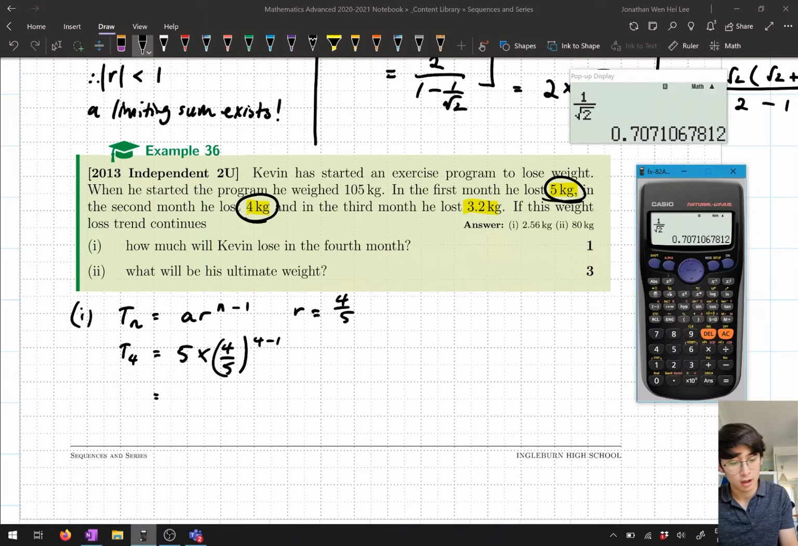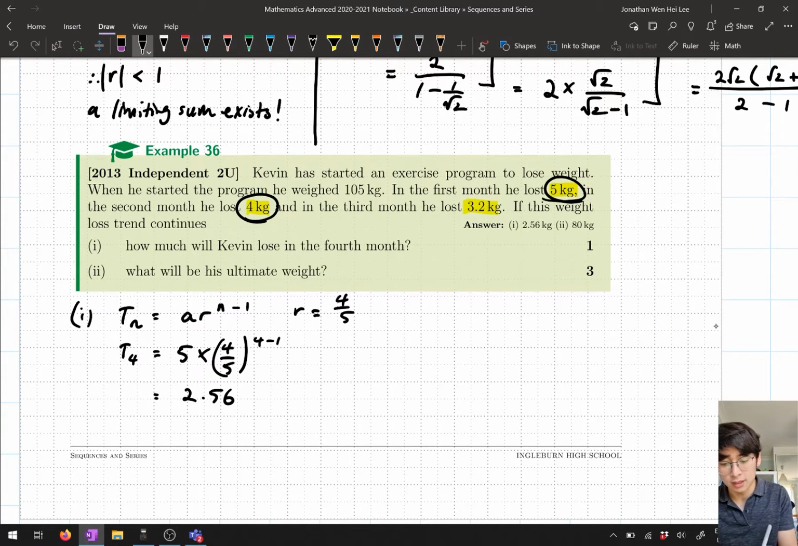And we can chuck this in the calculator. 5 times 4 over 5, and I'm going to make sure I put a bracket there, to the power of 3, and we get, he loses 2.56 kilograms in the 4th month. Okay, that's what we have here. So this one, we actually wanted to find the term of the 4th month for this geometric sequence. Okay, the second part. What will be his ultimate weight?